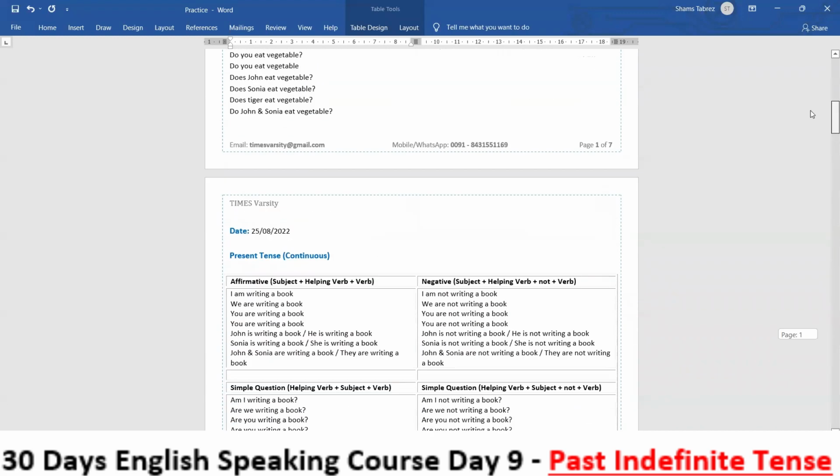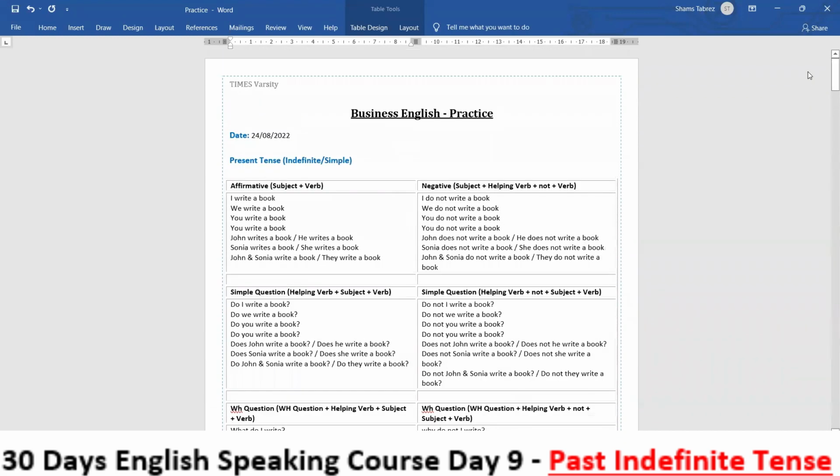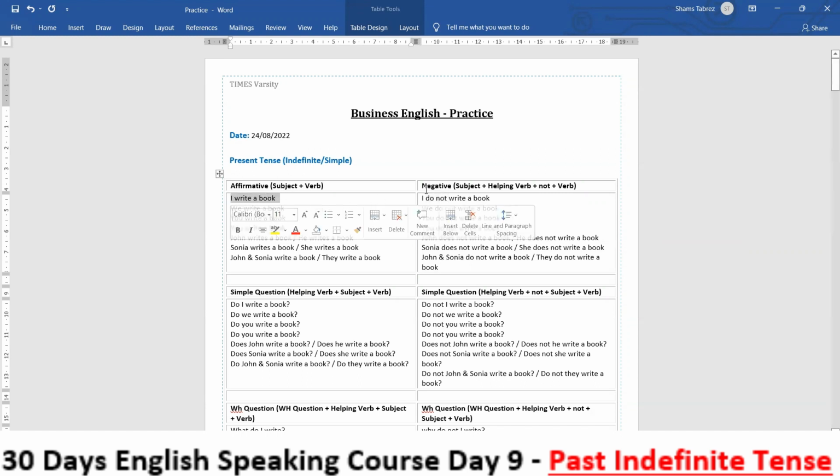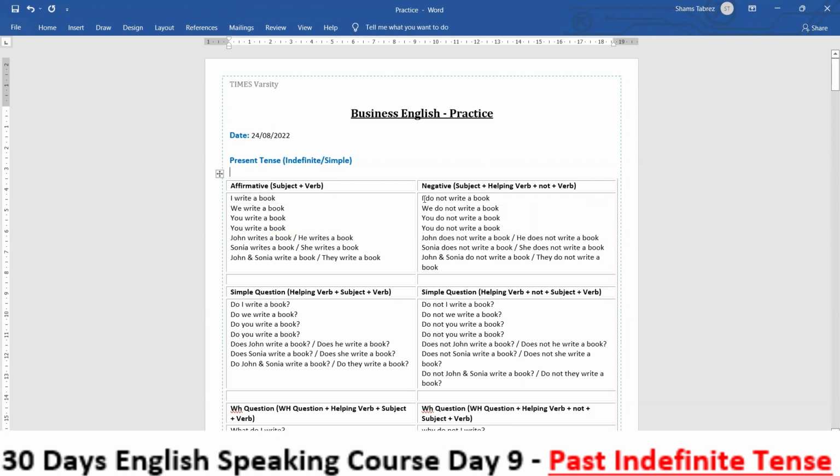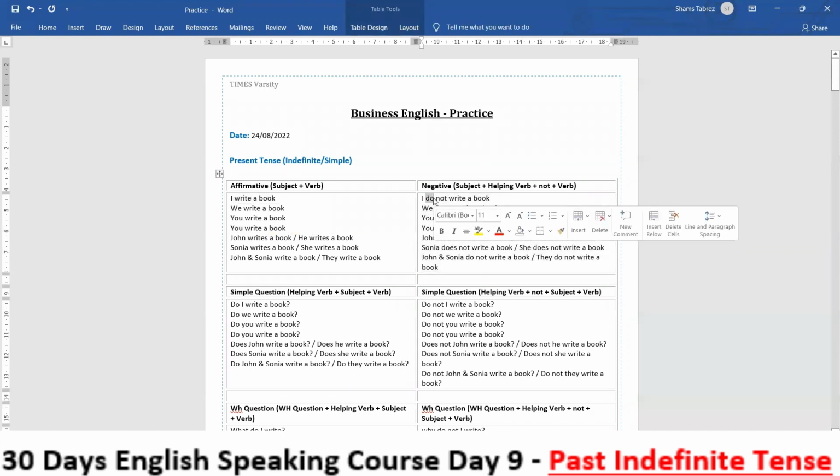In present indefinite negative, you can see the helping verb do and the word not are added to make a negative sentence. For affirmative it was I write a book, but for negative it is I do not write a book. Do is a helping verb, not is a word, right?